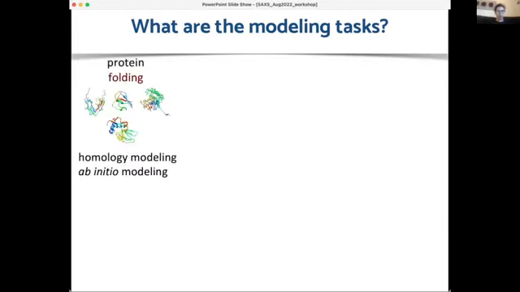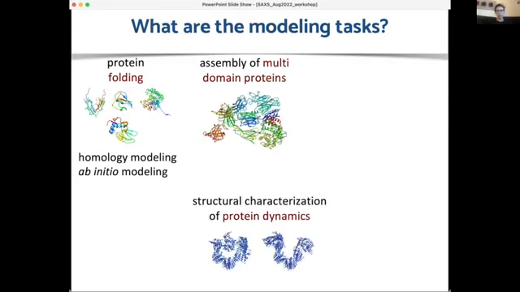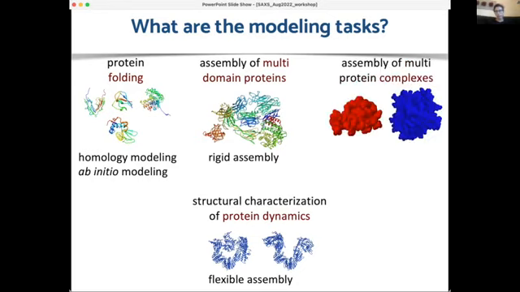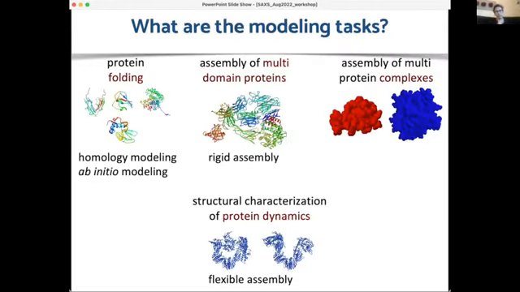Obviously protein folding, which can be homology or comparative modeling or ab initio modeling, assembly of multi-domain proteins, protein dynamics, so it's more of flexible assembly, assembly of multi-protein complexes. So these are the tasks, and we will talk about each one of them today, and you will see examples from the tasks here. So let's start with the basics.